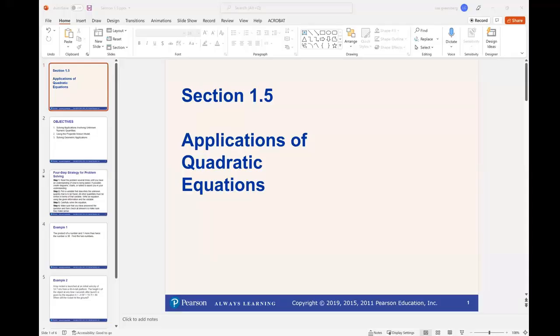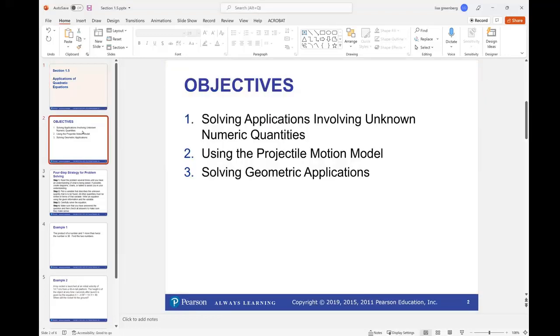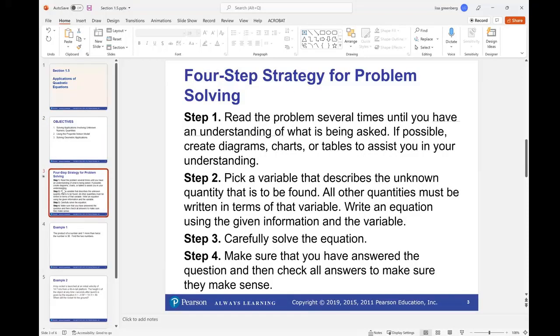Welcome again, section 1.5, and we're going to do applications of quadratic equations. So we're going to learn how to solve applications involving unknown numeric quantities, and then we're going to learn how to apply it to projectile motion and geometric applications. And again, we already talked about the steps for problem solving.